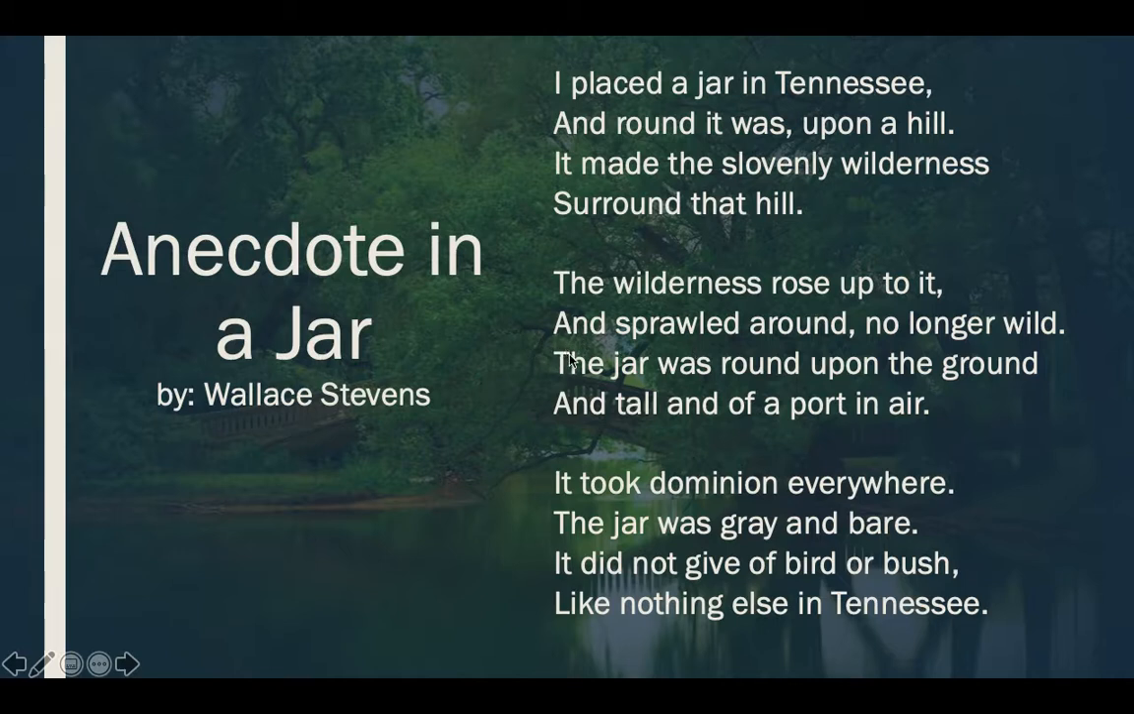And then because Stevens is so masterful, right? And we're going to get into the preface to some Imagist poetry here in a minute, which was our poetic theory essay. But we have this natural speech. He's definitely using enjambment, right? Which is where the line is not finished. It depends on the line below. It's not a complete thought. But there's a naturalness to the speech, to the verses above. And then we get to hear the wilderness rose up to it and sprawled around, no longer wild.